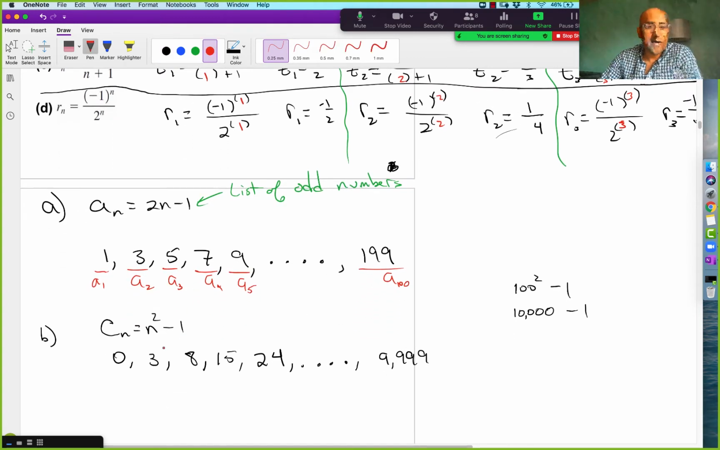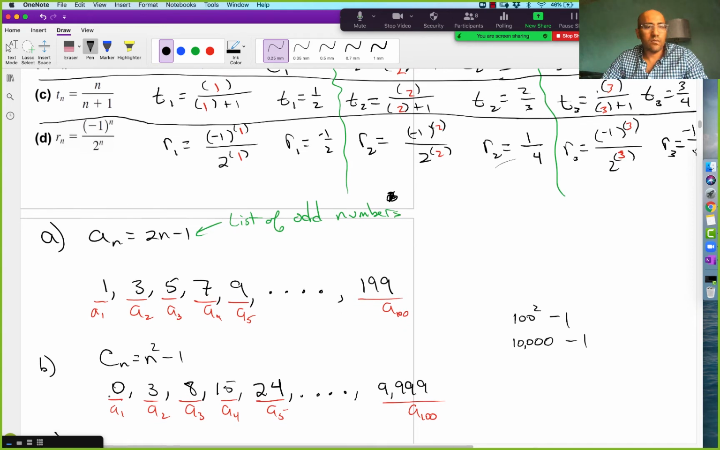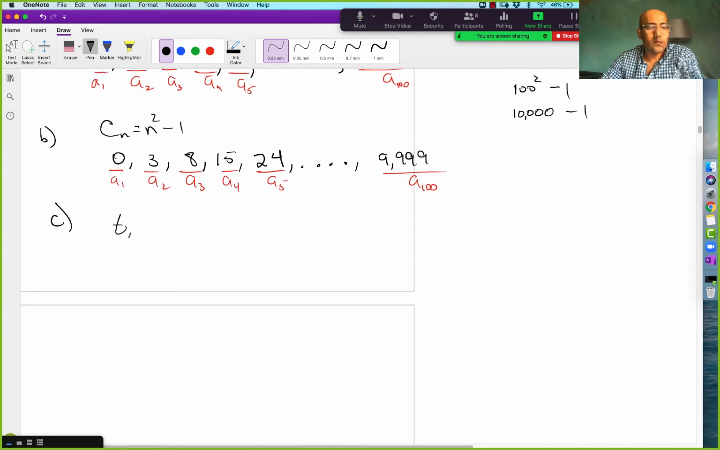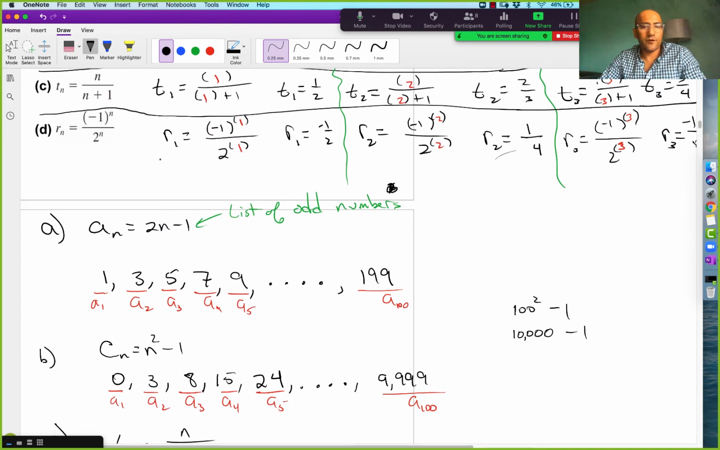Right? And again, you could label them if you want. The first one on my list, A sub 1, A sub 2, A sub 3, A sub 4, A sub 5, dot, dot, dot, over A sub 100. Any questions? No? Okay. C was n over n plus 1.